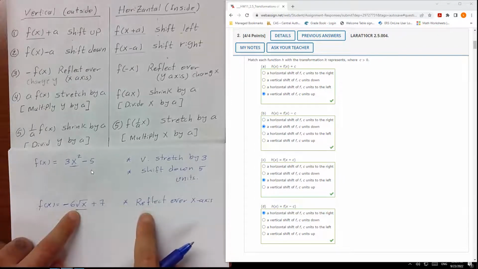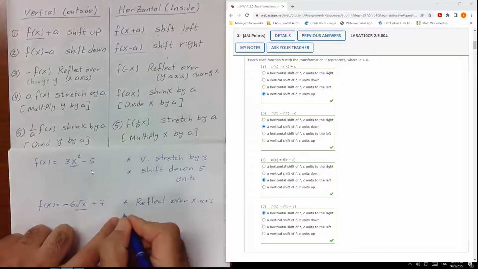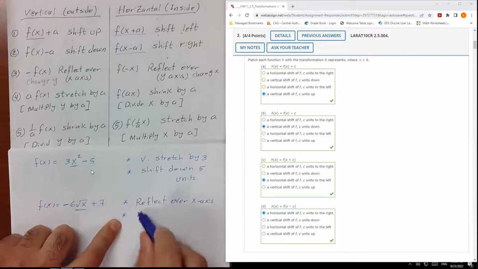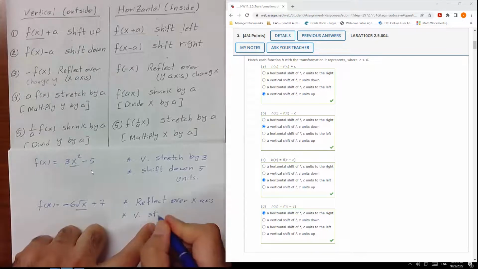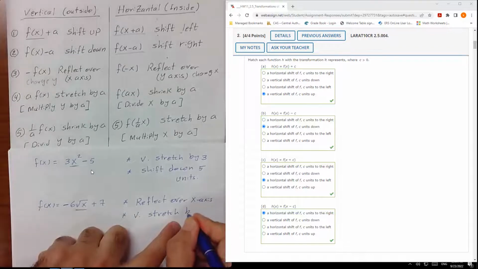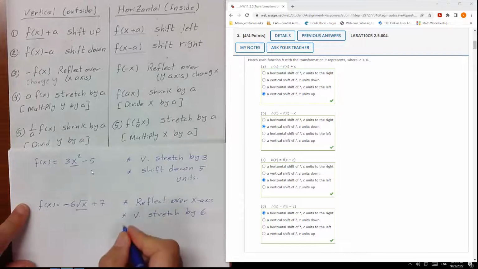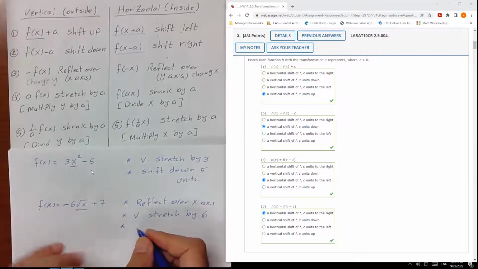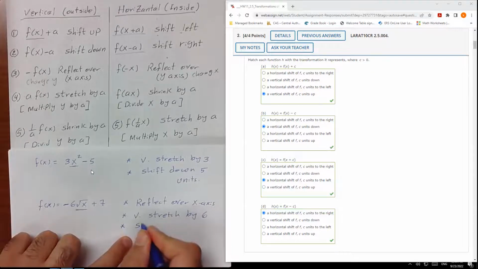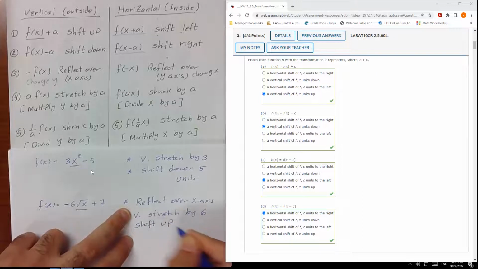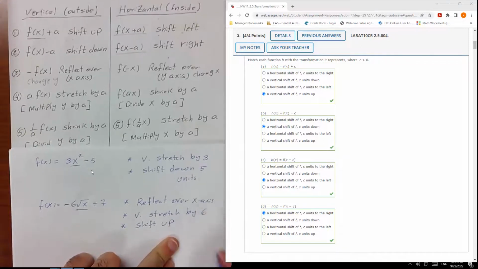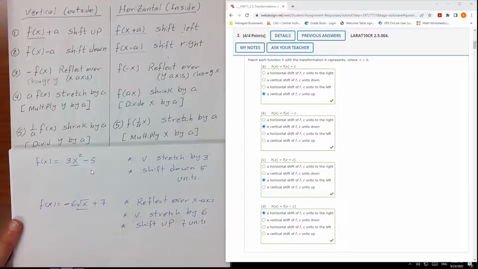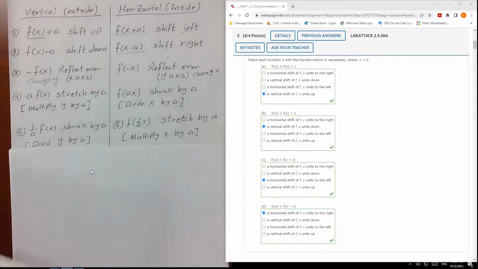Then 6 also is outside, so it's going to be stretch by a. So it's a vertical stretch, mention the type of the stretch. It's a vertical stretch by 6. Last technique, plus 7, which is outside the basic function, so it's going to be shift up 7 units. So we have 3 techniques on this one. That's it for this example. Let's keep going and do more examples.